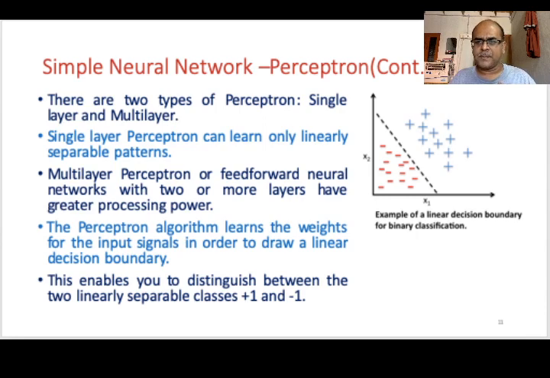A multi-layer perceptron or a feed-forward neural network has two or more layers and much greater processing power compared to a single layer perceptron. So basically this algorithm will learn the weights for the input signals to draw a linear decision boundary, you could see. There are two classes probably denoted by plus and minus symbols. I have drawn a line that basically separates these two classes, and that is what is called the linear decision boundary. So this will probably enable you to distinguish between these two classes.